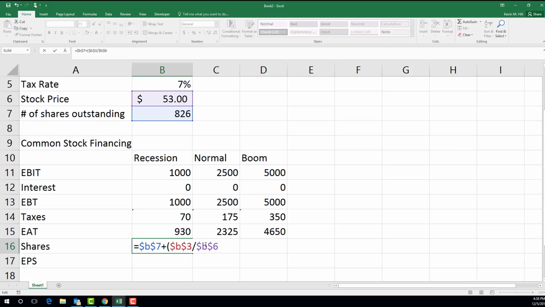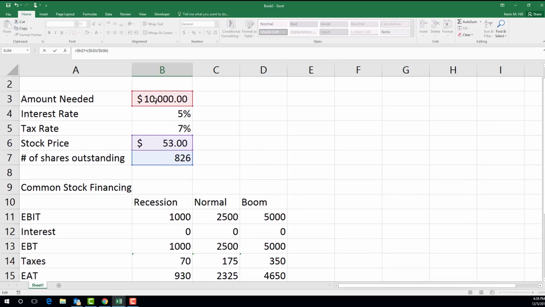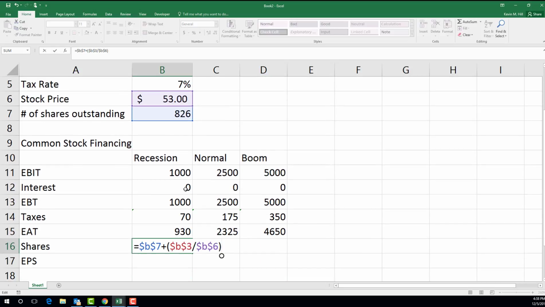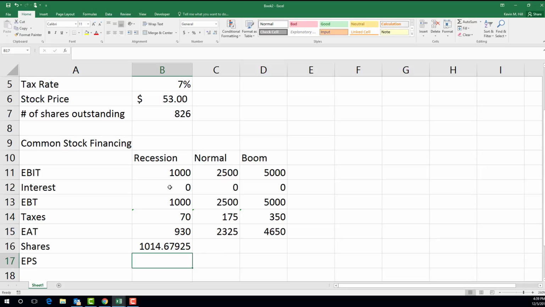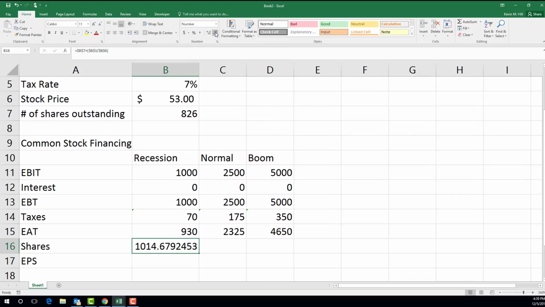I apologize if it seems like I'm going a little slow. I'm having to think as I go here, so I want to make sure to get it right. So $B$7, so that's 826 plus 10,000 divided by 53. That's how we would finance everything by just selling more stock. Okay, so the number we get, 1014.67925, is the same as the book after we adjust it a little bit. That's the wrong button. So I'm pushing this little button up here. That's going to get me to 104.68, and then I'm going to drag that number over.